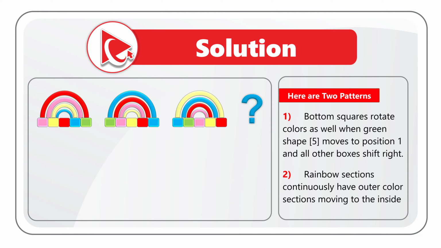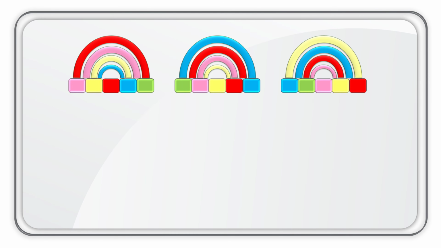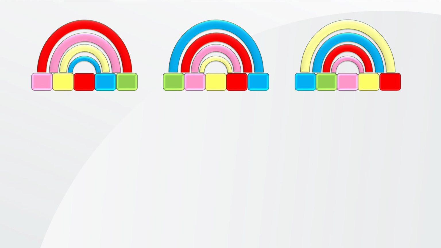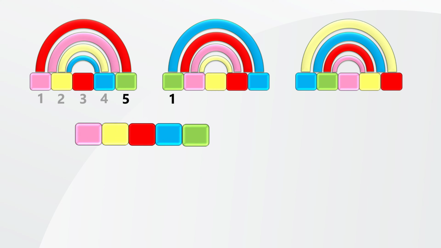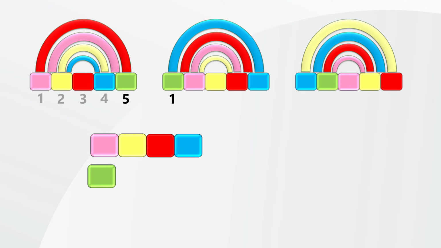To make things easier, let's focus on the bottom pattern first. Let's focus on the squares. If you look closely and focus on the green square, you see that in the sequence 1 shape, the green square is in the position number 5. And in sequence 2 object, it moves to the position number 1. And all other objects shift to the right.